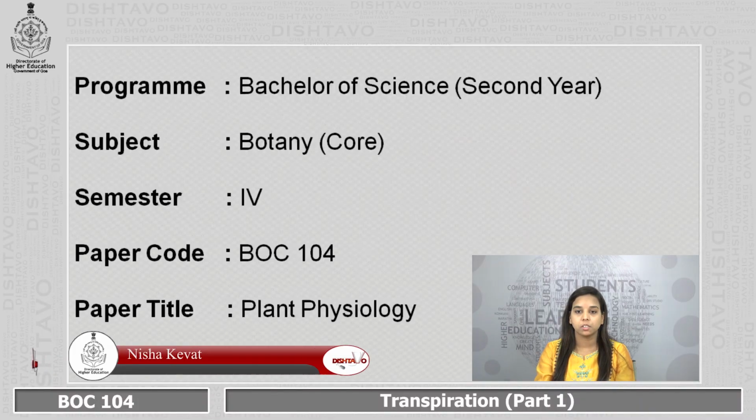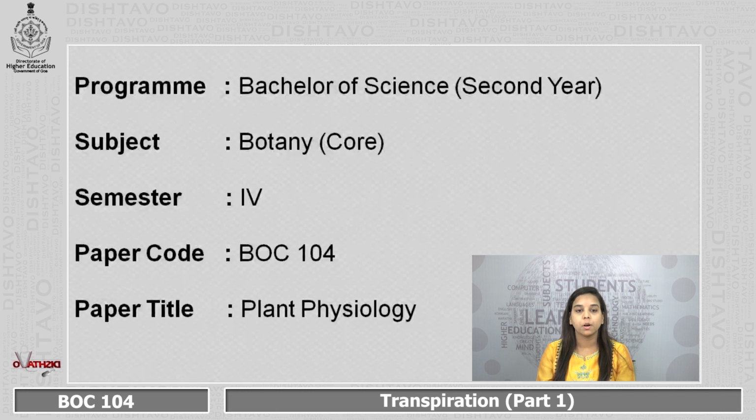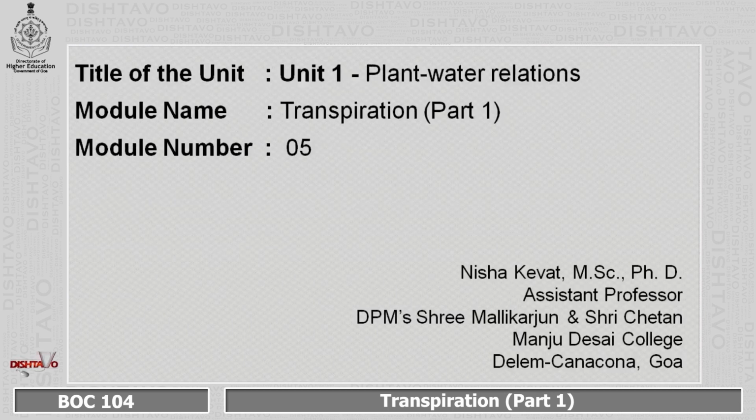Hello everyone. Today we are starting with the program for Bachelor of Science second year Botany, Semester 4. The paper code is BOC 104, and the paper title is Plant Physiology. The title of the unit is Unit 1, Plant Water Relations. The module name is Transpiration Part 1, module number 5. I am Dr. Nisha Kewat from DPM Sri Malika Arjun and Sri Chetan Manju Desai College, Kankona, Goa.